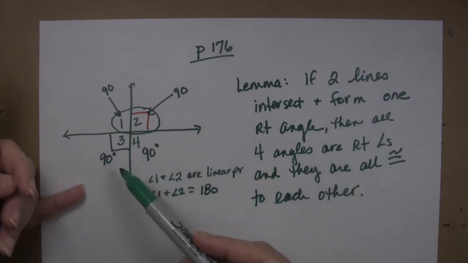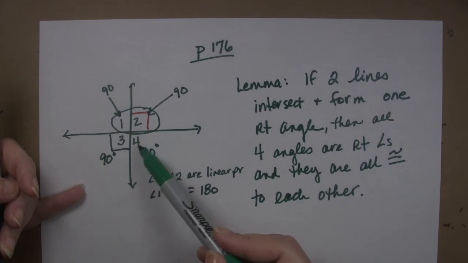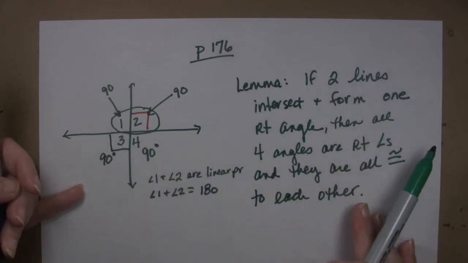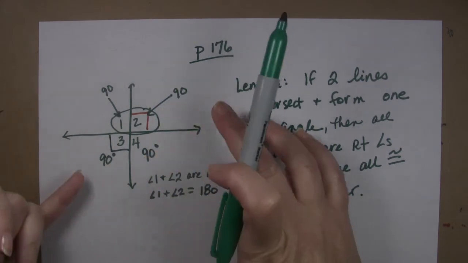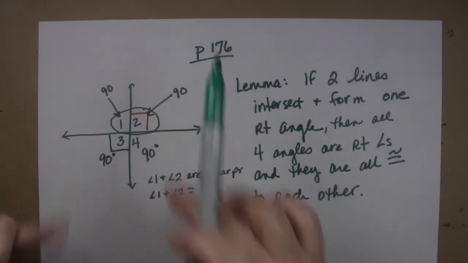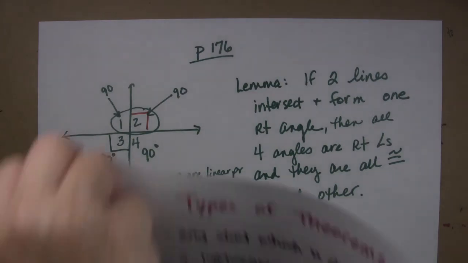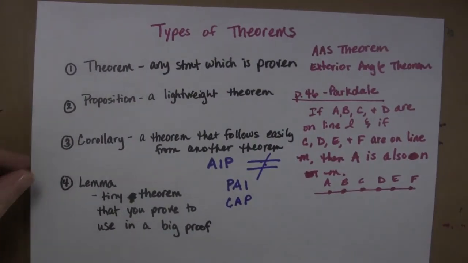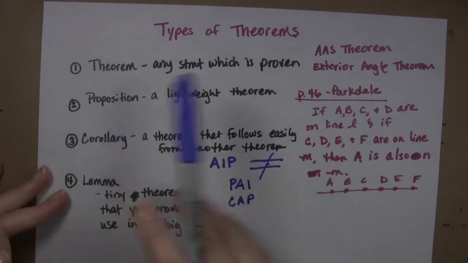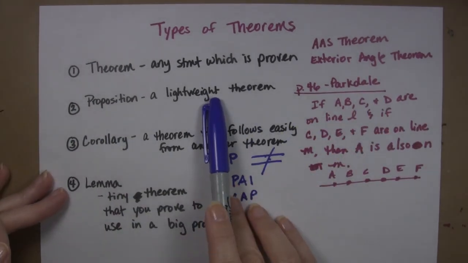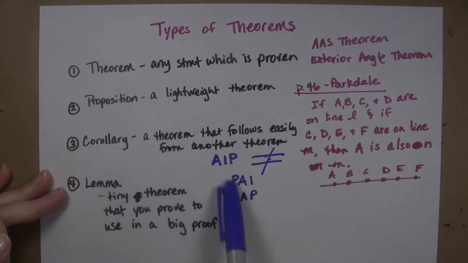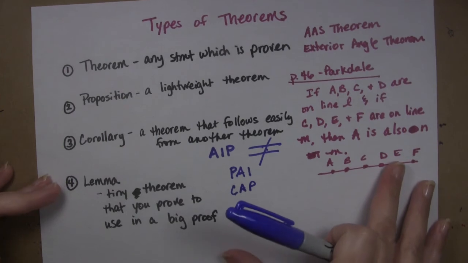Again, this is a tiny little proof, but I would rather do it on a separate sheet of paper like this and call it a lemma than stick the 8 steps that it would take me to prove all that into an already humongous proof. So that is what a lemma is. So just to go back and review, a theorem is any kind of statement which is proven. A proposition is a lightweight theorem, a super easy one. A corollary is a theorem that's closely related to another one. And a lemma is a tiny theorem that you use in order to make a large proof a little bit more manageable.